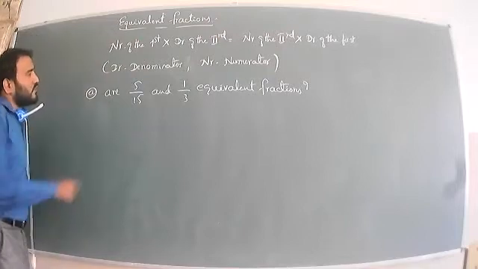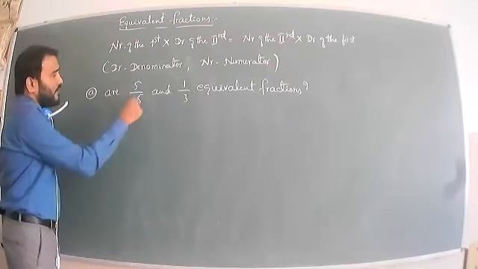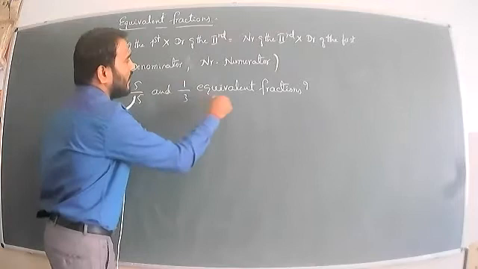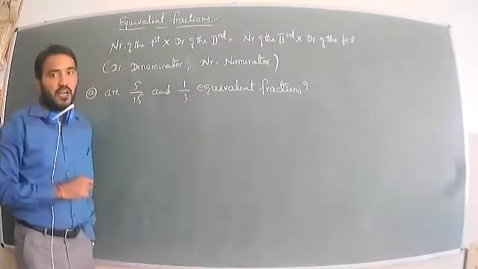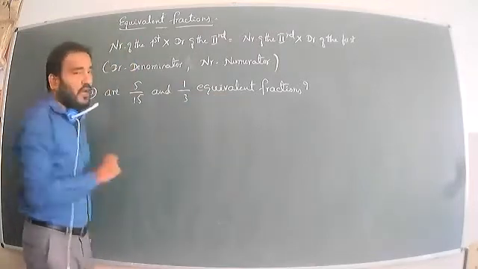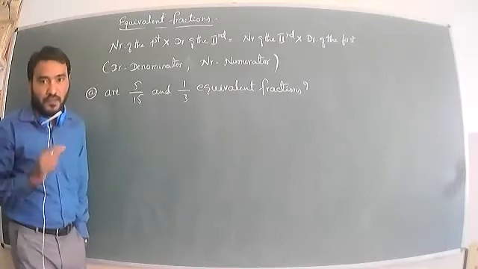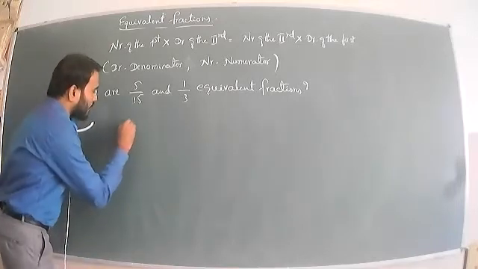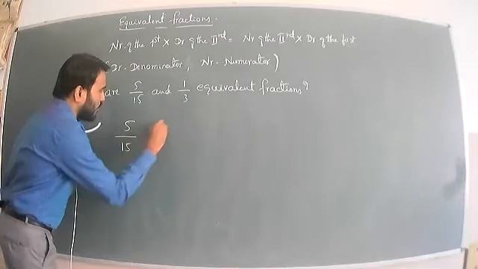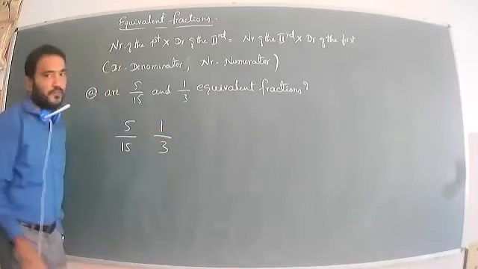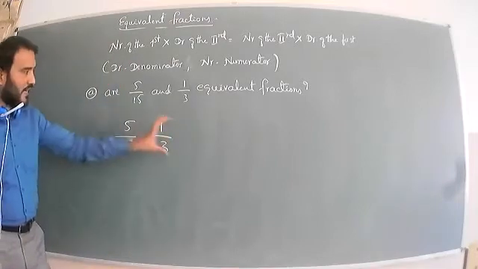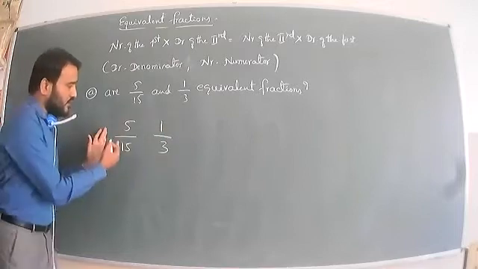Okay, so this is a question. Are 5 by 15 and 1 by 3 equivalent fractions? Can we check? So 5 by 15, 1 by 3. This is the first fraction, this is the second fraction. Keep in mind, this is first, this is second.